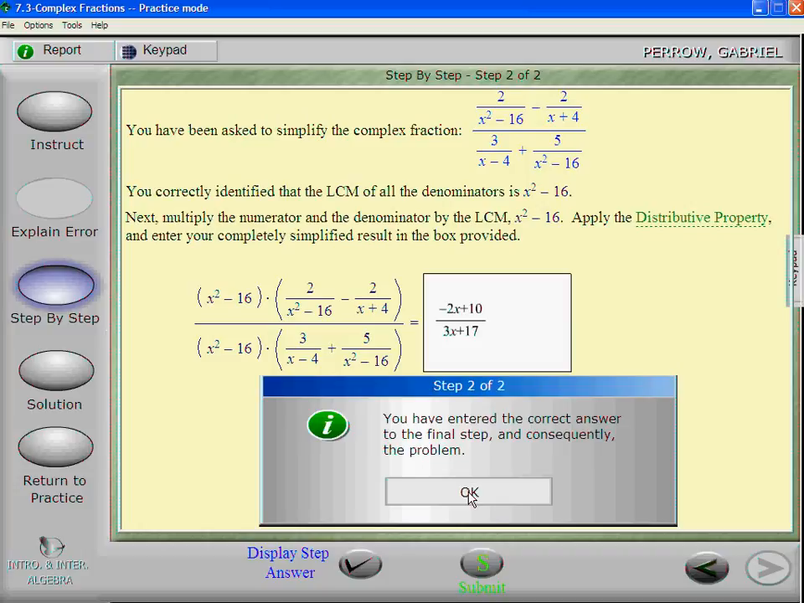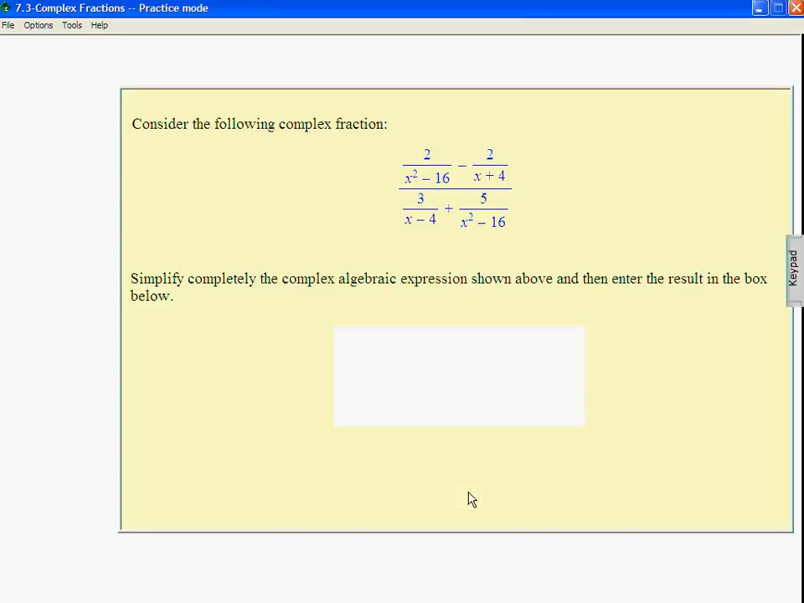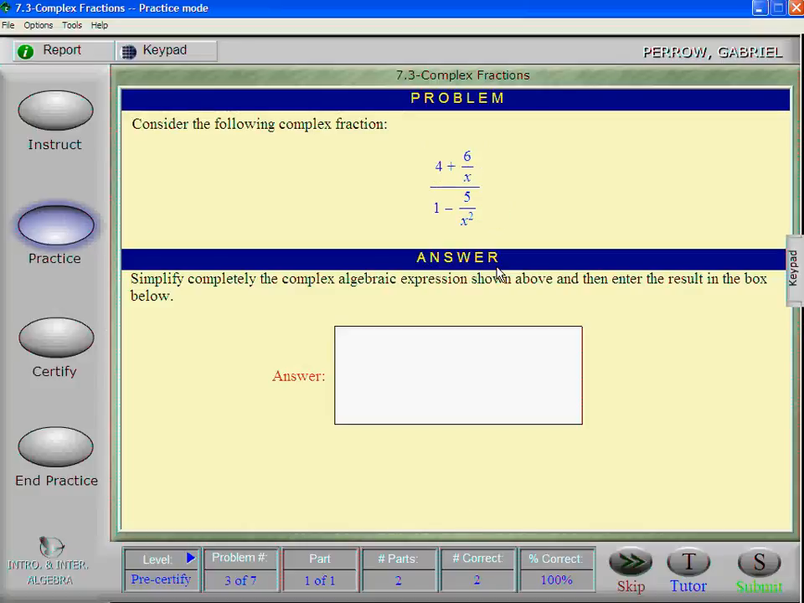Alright, so we'll see what else we get here for an example. Okay, this is a nice example here. We've got 4 plus 6 over x divided by 1 minus 5 over x squared. With this problem, what I notice is that we have some values here that aren't fractions, but you still got to think about them like they are. You imagine that 4 is 4 over 1. You imagine that 1 is 1 over 1. And then you can proceed just like we have been.